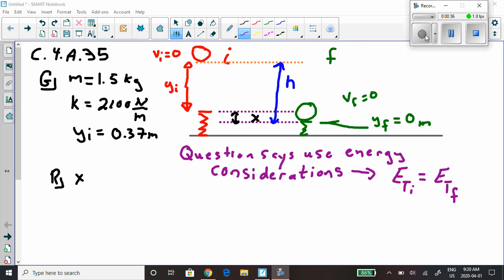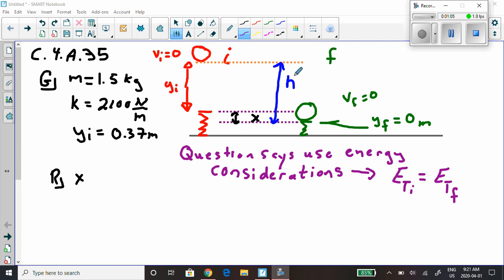So what happens here? Well, you've got this ball right here. It's not moving. It's just about to be dropped. And we're told that it's 0.37 meters above the spring. At this point, the spring is not compressed. Then the ball is dropped. So we're moving from the initial conditions to the final conditions.